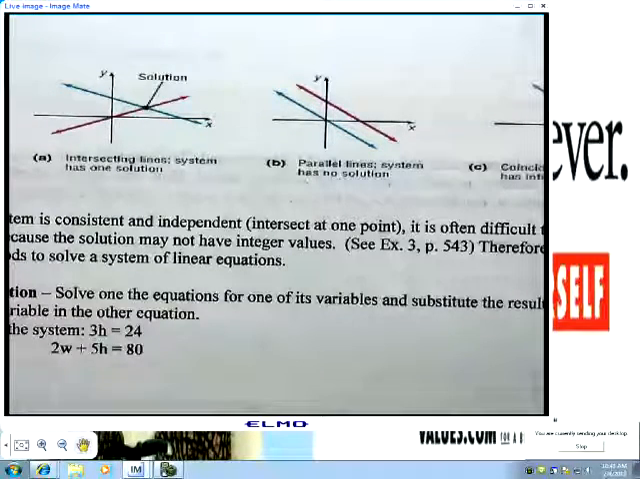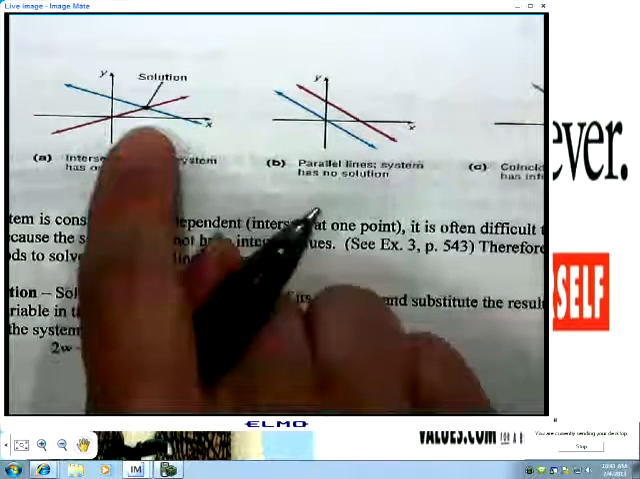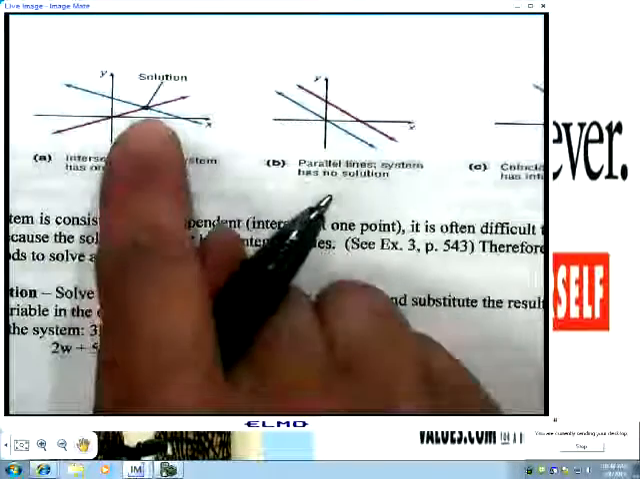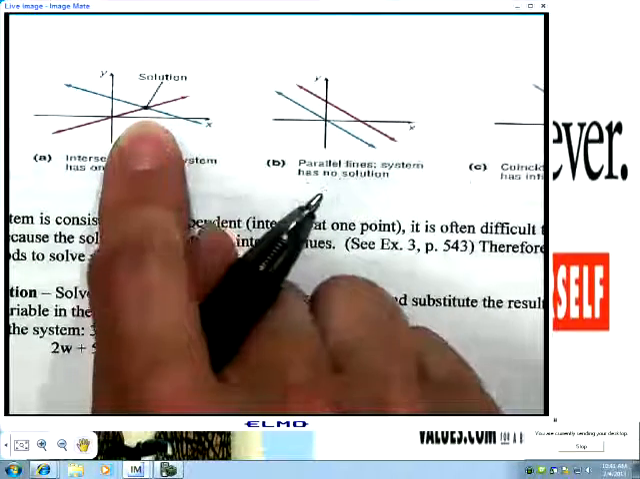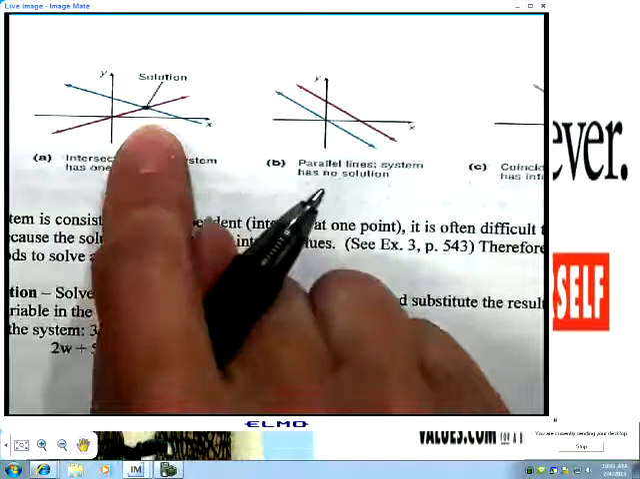There are 3 possible things that can happen when you graph 2 lines on the same graph. Number 1, and most often, the 2 lines will cross in 1 point. That 1 point is your solution. You're looking for the point, the ordered pair that satisfies both equations. That's the point that's on both lines. So if the lines cross in 1 point, that is the point that's on both lines. It's the solution. And that's what happens most of the time.